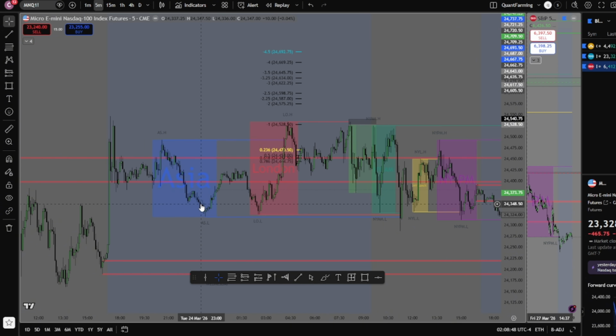This happened to be an SMT as well. ES did not take out Asia lows, or ES did take out these Asia lows and NQ did not. This to me was a pretty clear A plus setup. You could see that we took out London highs and immediately rejected off of that.